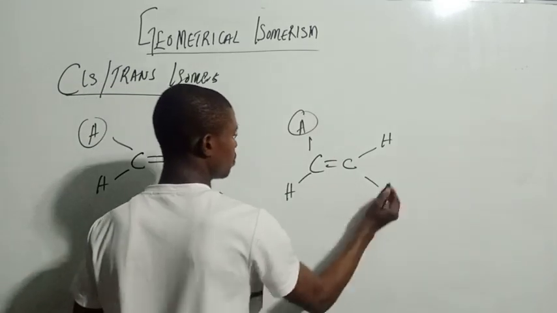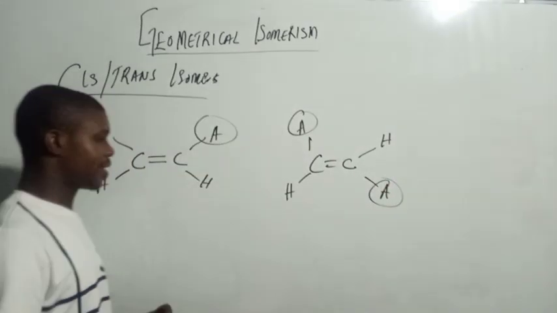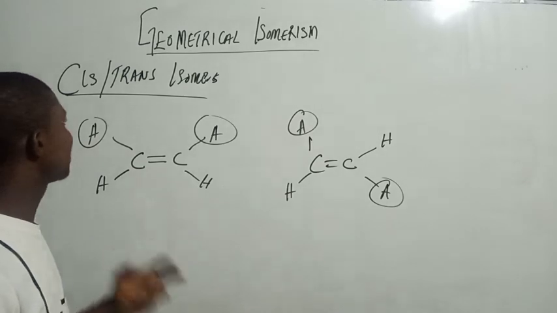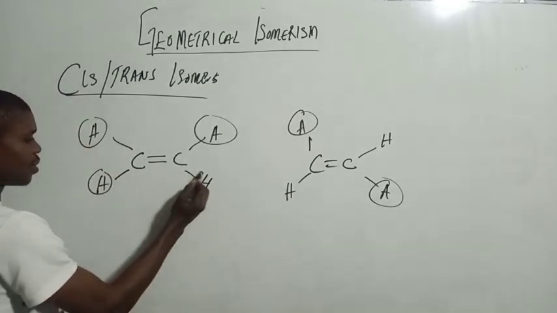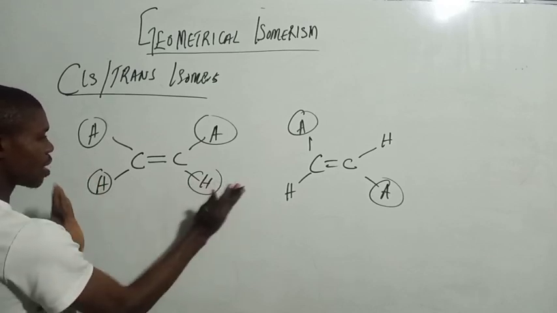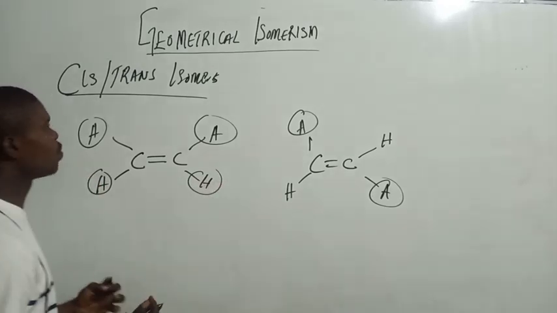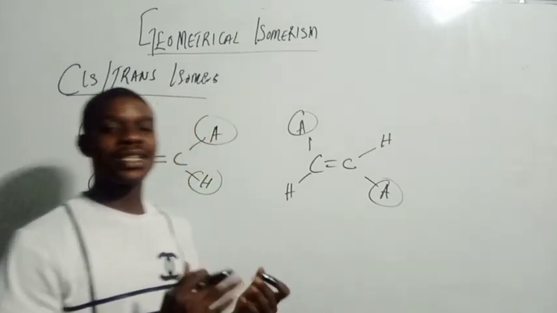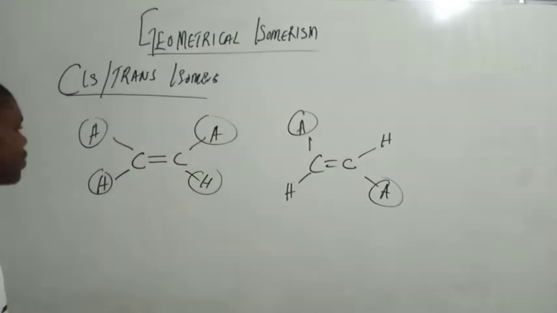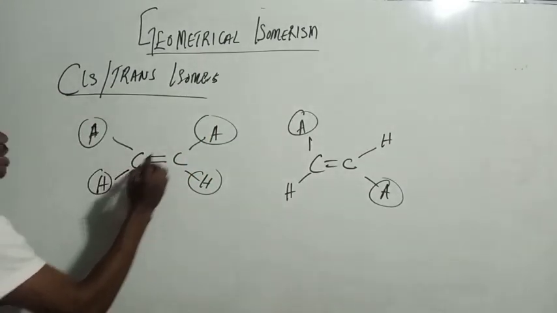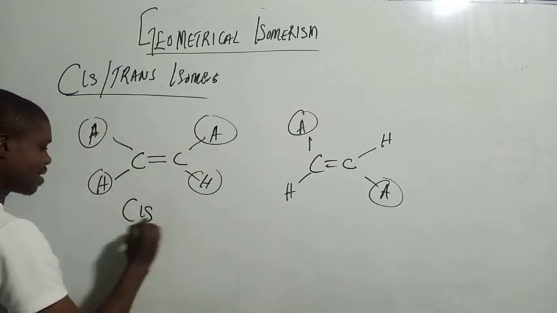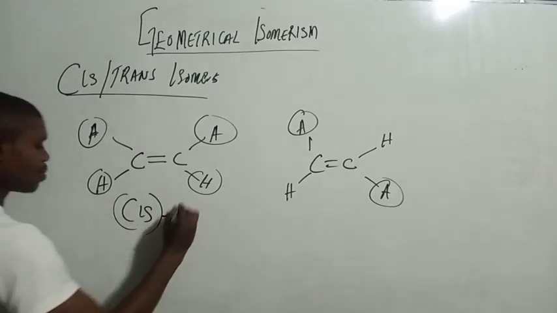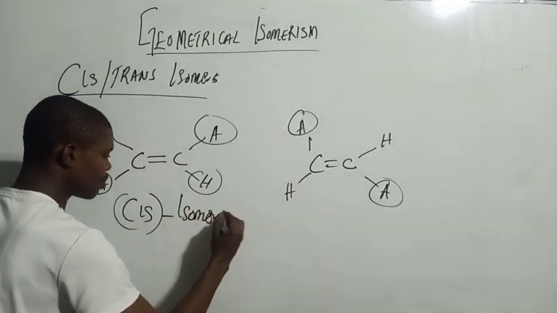So these two are not the same. For cis and trans isomers to occur, the two carbon atoms must have hydrogen. Do you get? There must be hydrogen on both carbon atoms. That is only when cis and trans isomers will occur. Do you get? So if, for example, the two groups are on the same side, here we have the cis isomer.